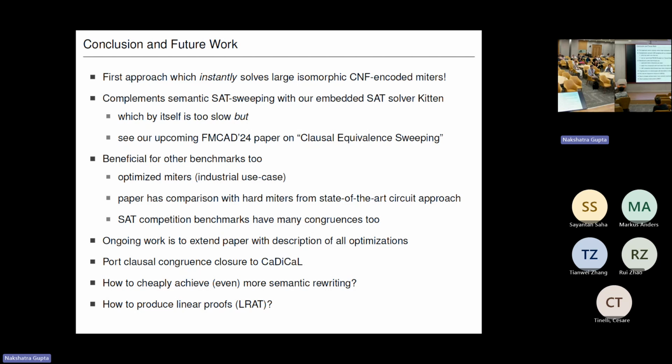It's clear we're only doing syntactic extraction, right? And it's an open question how you turn more semantic extraction cheaply into this algorithm. And we don't know at all how to do linear proofs for that, or it's very hard to do this. And so this concludes my talk. Thank you.